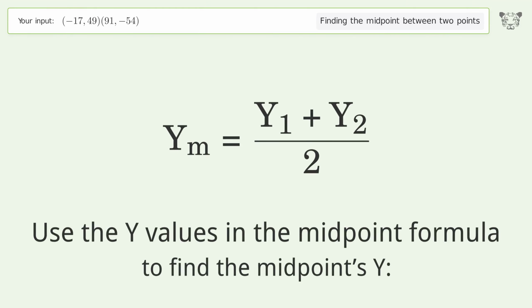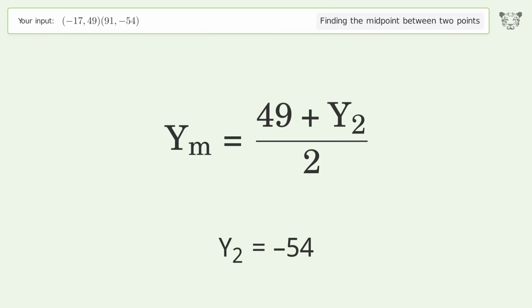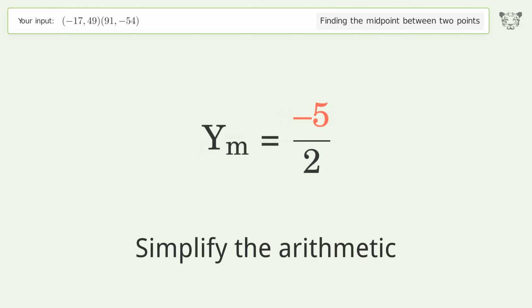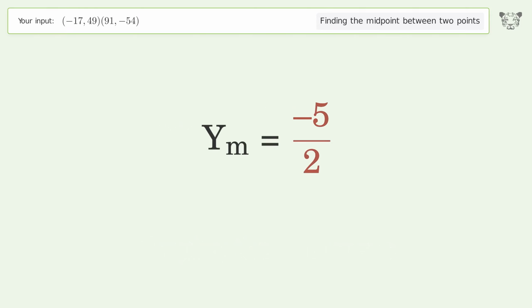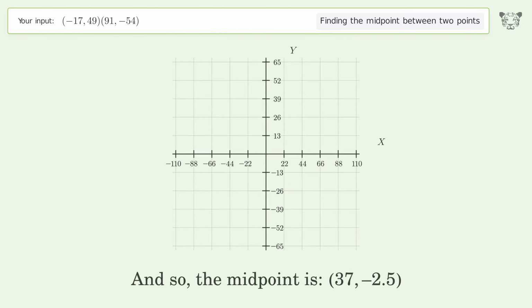Use the y values in the midpoint formula to find the midpoint's y. y1 equals 49. y2 equals negative 54. Simplify the arithmetic. And so, the midpoint is 37, negative 2.5.